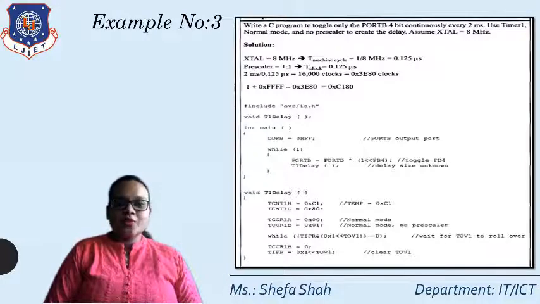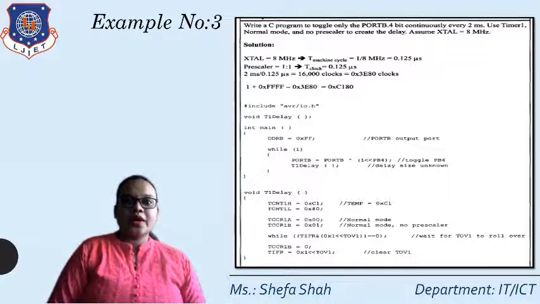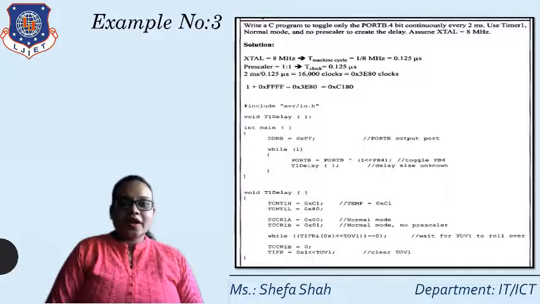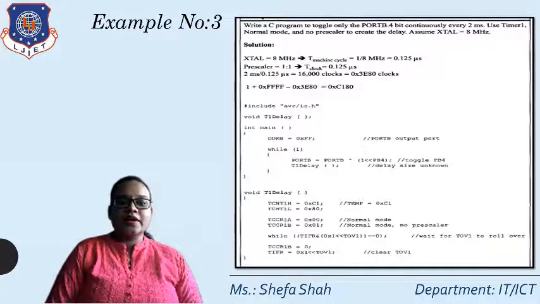Your total delay is 2 milliseconds. So 2 milliseconds divided by 0.125, that is 16,000 clocks. And when you convert the 16,000 into hexadecimal, it will give us 0x3E80 clocks, right? And we need to subtract this 16,000 clocks from 65536, and whatever number we get, we will convert into hexadecimal. So after converting this, we will get the value C180. So 80 will be stored in TCNT1L and C1 will be stored in TCNT1H, right?